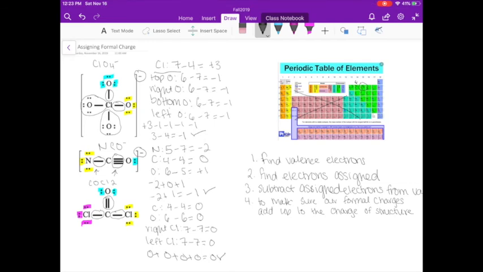Second, we find the electrons assigned to each atom in the structure. Third, we subtract the assigned electrons from the valence electrons. And finally, we add all of our formal charges together to make sure that they add up to the charge of the total structure.